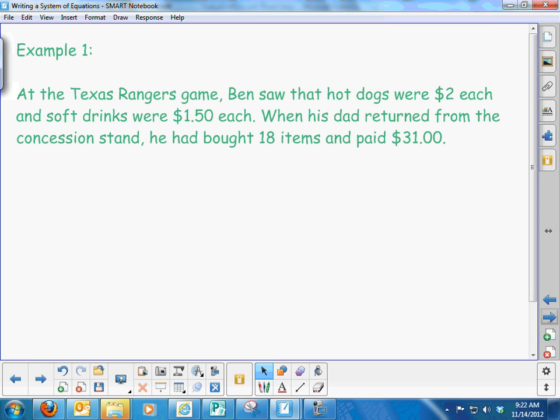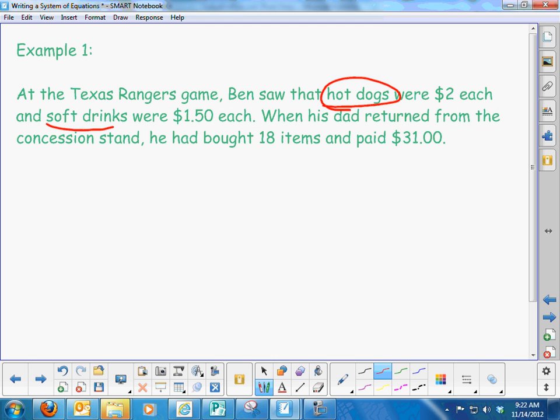Here's my first example. It says, at the Texas Rangers game, Ben saw that hot dogs were $2 each and soft drinks were $1.50 each. When his dad returned from the concession stand, he had bought 18 items and paid $31. Holy cow, I hope he has a whole crew of people with him because that's a lot of items. So, as I read through this, I noticed that his dad brought back hot dogs that were $2 and he brought back soft drinks. Okay, we want to know how many of each item he brought back.